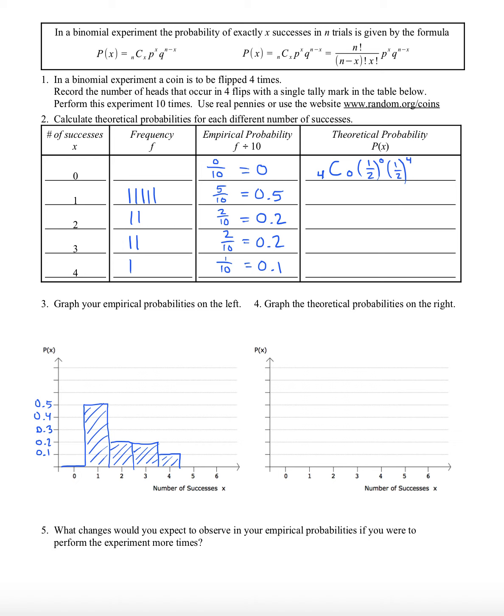We just want to do that on calculator. You can punch it right in to either the TI-30X IIS or the TI-84. I get 0.0625.